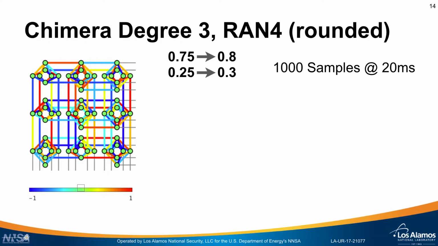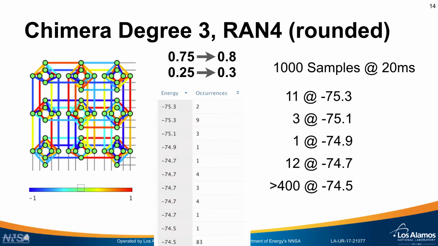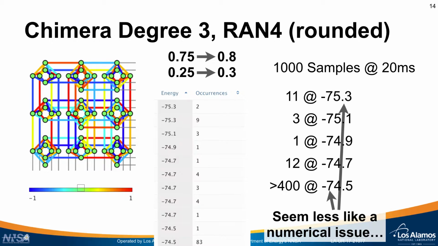Just for the sake of argument, let's try rounding some of the coefficients in this problem, and again take 1,000 samples at 20 microseconds. This is the particular distribution I get when I do that. There are two interesting observations. The first is that there are a lot of different states that are better than the mass, which is around minus 74.5. And most importantly, there are about 11 that are about a full unit lower than minus 74.5. So this is looking less like a numerical issue and more like an annealing issue.